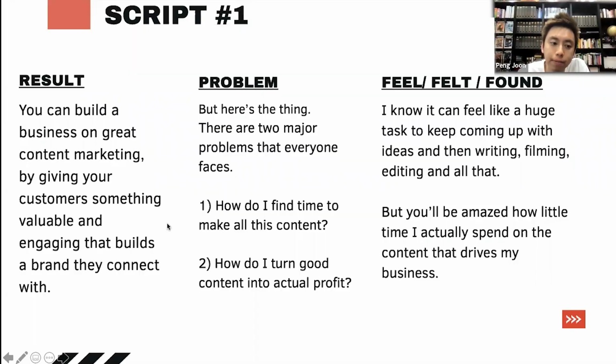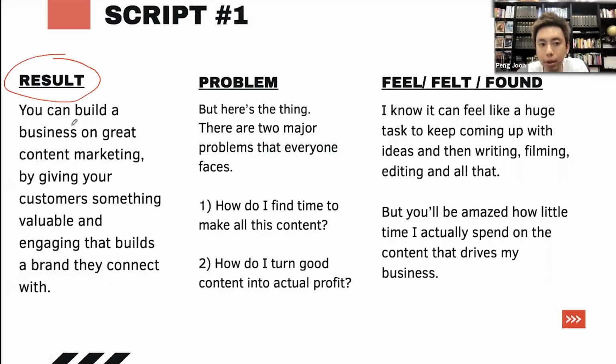Okay, so number one, here's what we're going to be doing together, okay? If you take a look at my scripting, how did I start off? I started off with the result. That's what I said. I said, you can build a business on great content marketing by giving your customers something valuable and engaging that builds a brand they can connect with, right? Result. What is the result? Building a business on great content marketing. Okay, so the first thing you want to do is think about what is the outcome or result for your audience that you can help them with, and use that at the start as the destination.